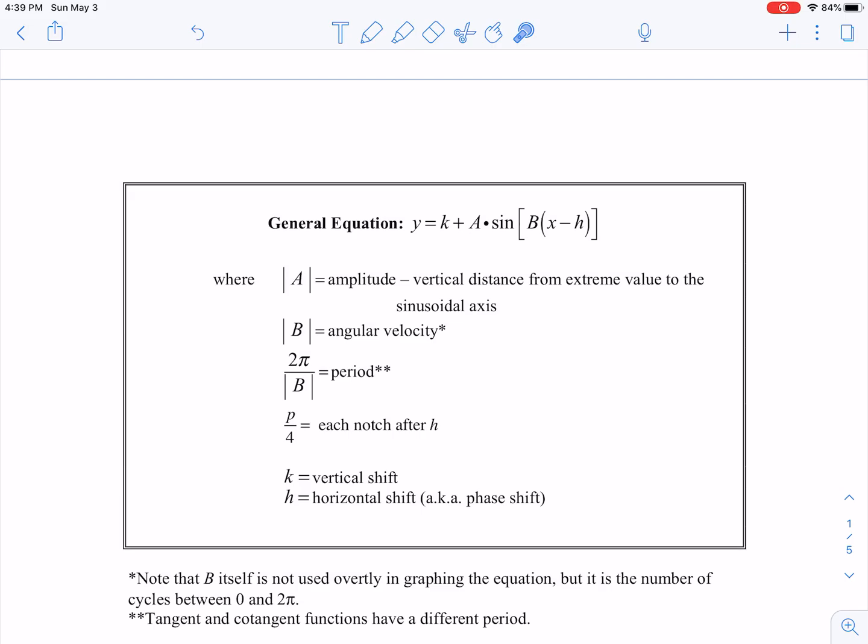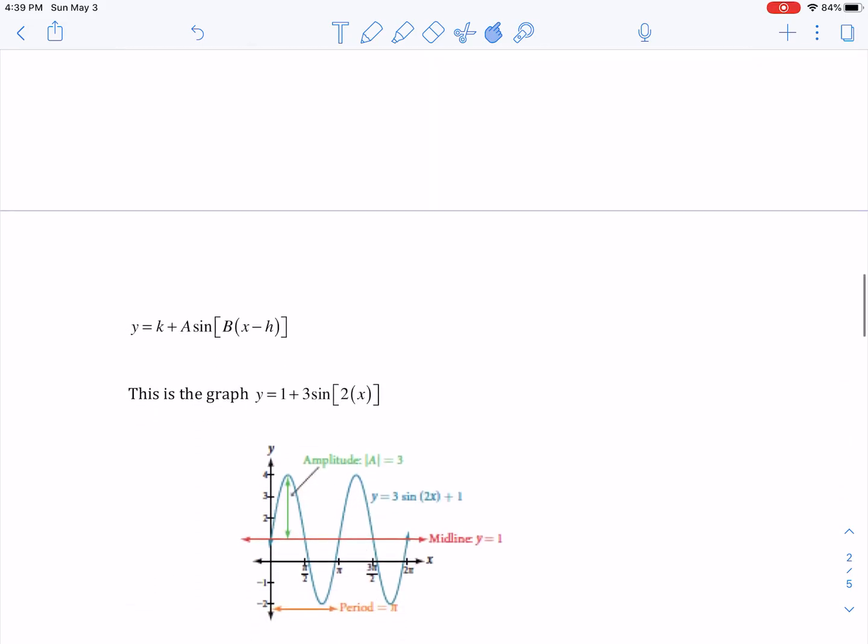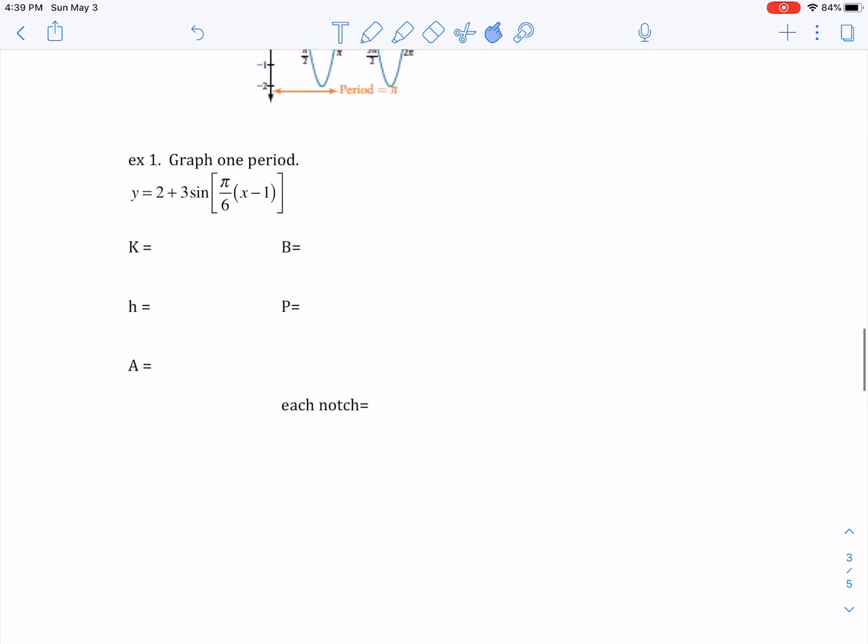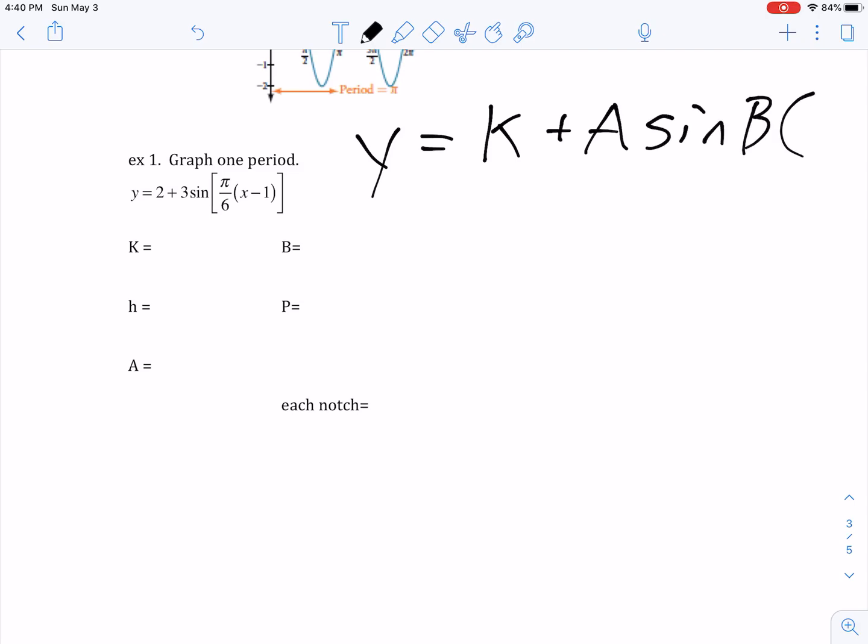Okay, looking at all this stuff, here's what we're going to dig out of every problem that we have. In every problem we are going to have a K, an H, an amplitude A, a B, a P, which is our period, and then an each notch. Okay, so we're going to dig those out of here, and this is y equals K plus A sine of B times (x minus H). Okay, that's our basic equation.